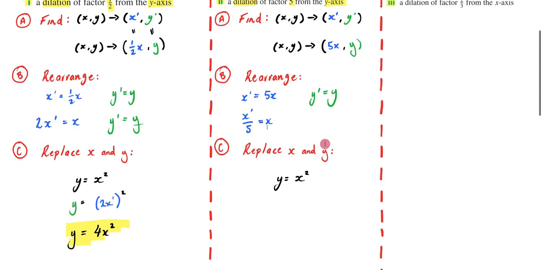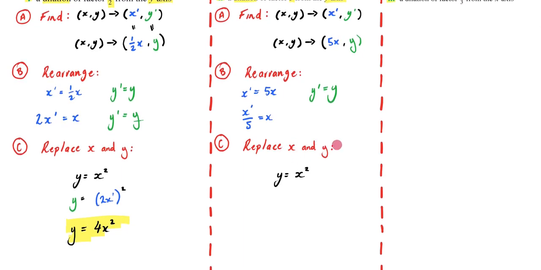So now we come down to step C, which tells me to replace x and y. So in my y spot, I just put a y because that's what it is. And in my x spot, I put this. So what I'm going to end up with is equals x dash over 5, and I forgot my little dash here, squared. So I'll be left with, as my final answer, y equals x squared over 25. That will be my answer.